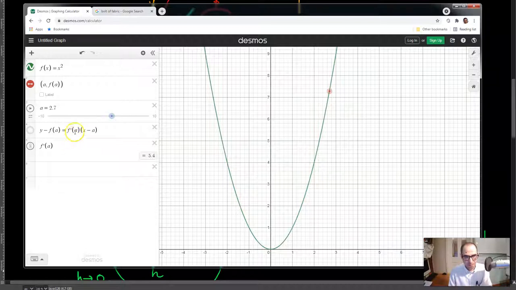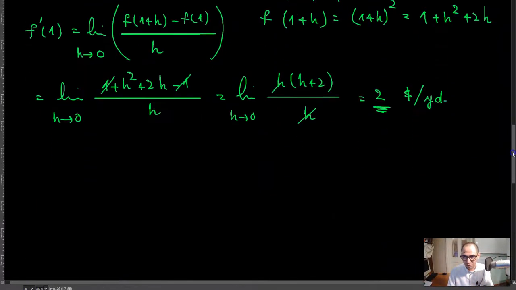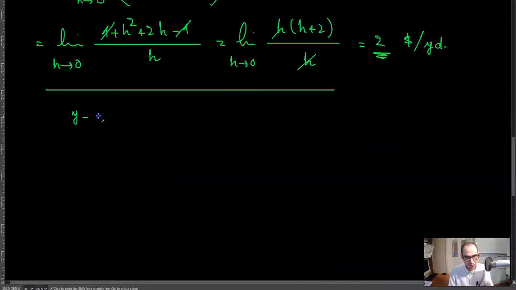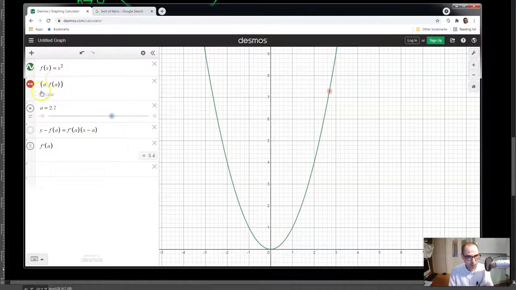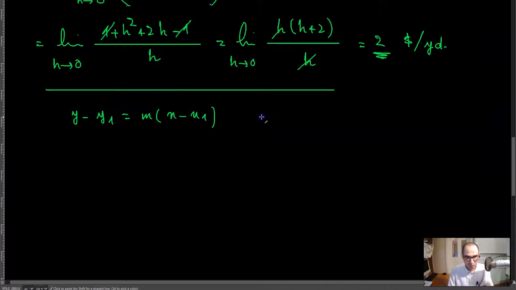And so now how can I write the equation of a line that goes through this point and is tangent to the graph of the function at the same point? How do I do that? You know that the equation of a straight line can be written as y minus y1 is equal to m times x minus x1, right? The point x1 comma y1 happens to be, in this case, a comma f of a.